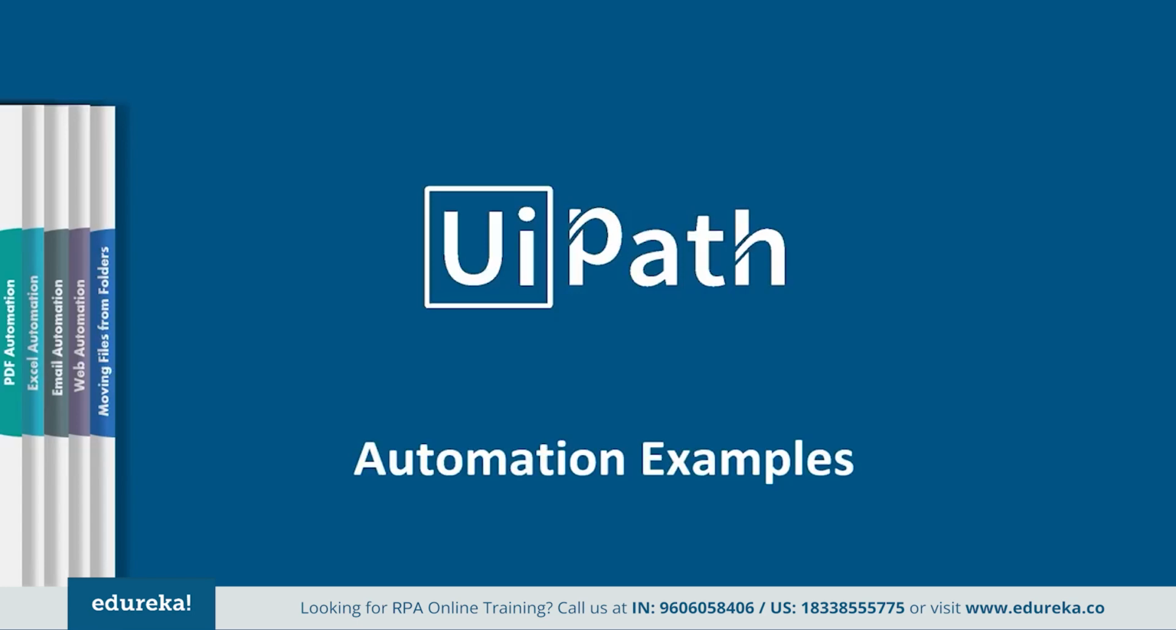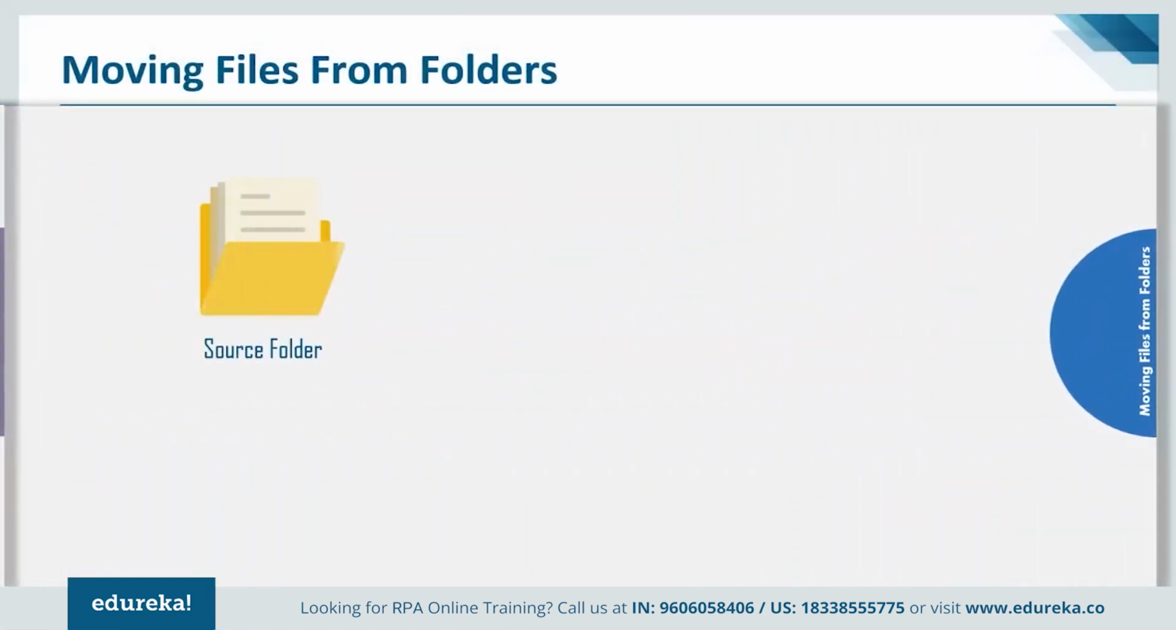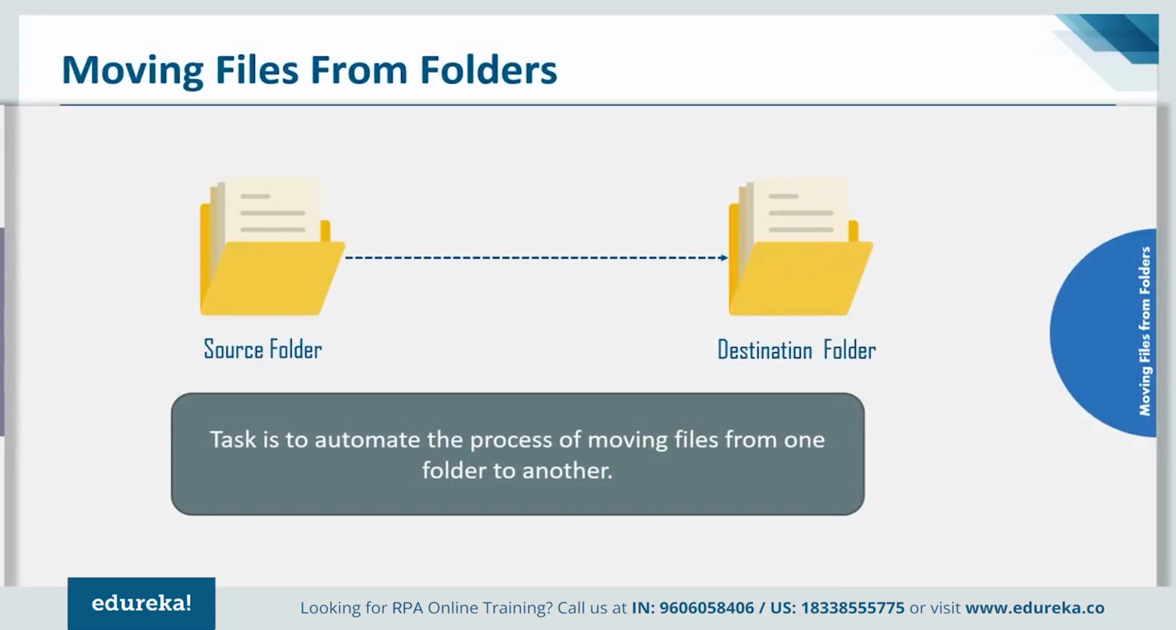All right, so now let's move on with the first automation for today, that is moving files from the folders. Our task is mainly to move all the files from the source folder to the destination folder. You can have n number of files in your source folder. Just imagine you have around 20 files in your source folder. Now you don't want to copy paste each and every file to the destination folder.